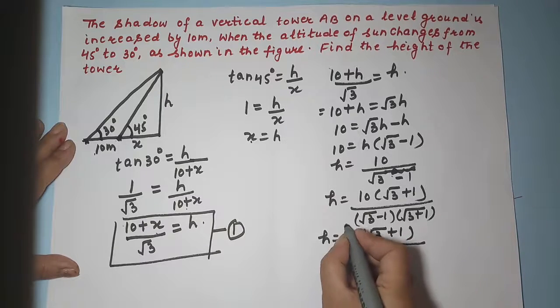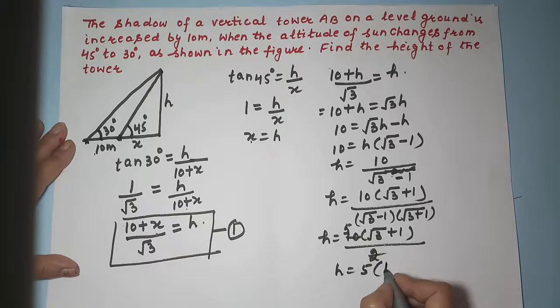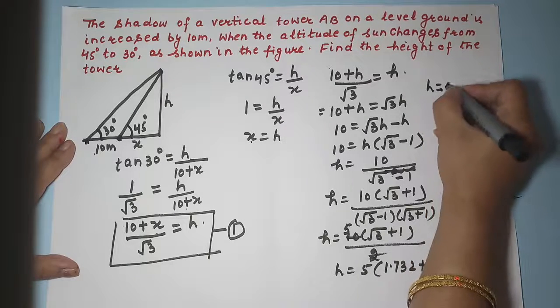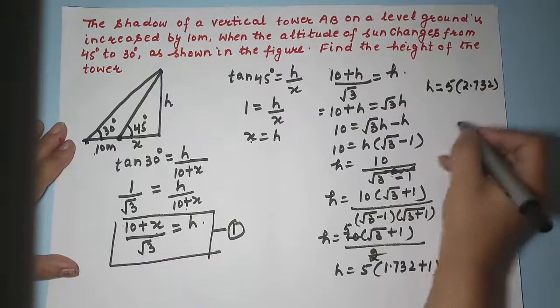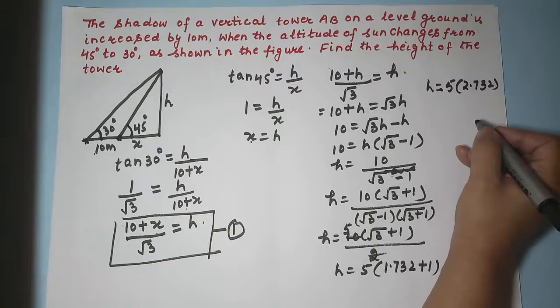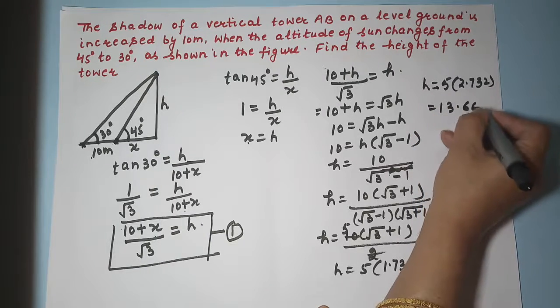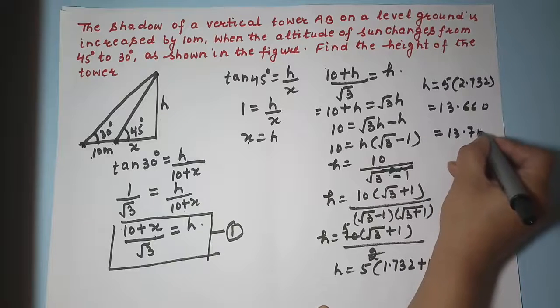So 2 fives are 10. So I got h as 5 into, if I replace this root 3 by 1.732 plus 1, what will I get? I will get h as 5 into 2.732, right? So what is 5 into 2.732? It is 13.660. So that is 13.7 meters.